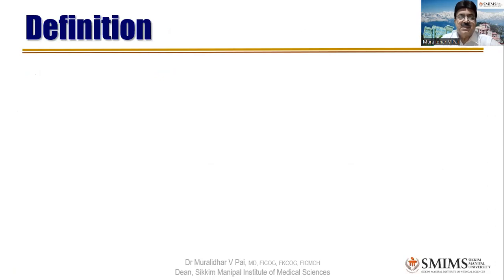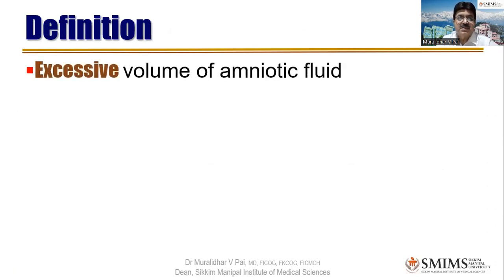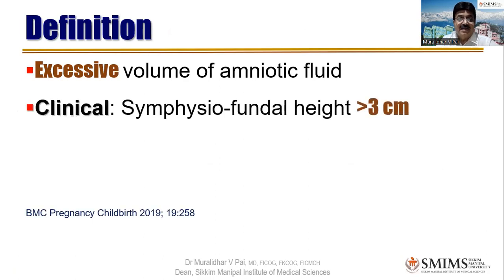So without wasting much time, let me straight away jump into the definition. The qualitative definition is excessive volume of amniotic fluid. Everyone knows that. The word poly suggests that. But then you have to have a quantitative definition as well. Clinically, symphysiofundal height more than 3 centimeters of period of gestation is considered polyhydramnios as per the BMC Pregnancy and Childbirth 2019 article.